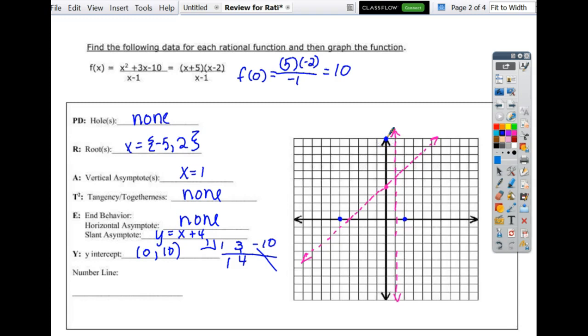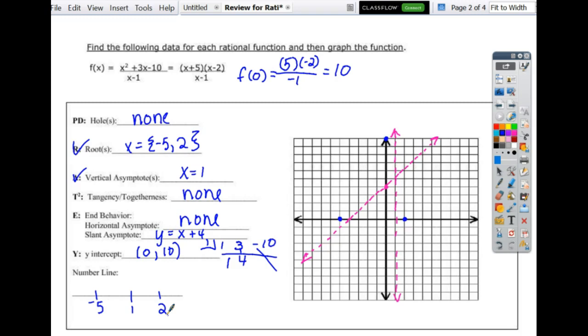So what's the only thing left to check now? The number line. And what goes on the number line? -5, 1, and 2. So the R and the A. So I'm going to put -5, 1, and 2. So now what do I do?